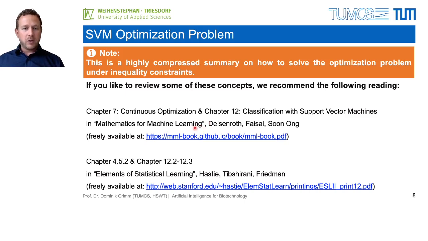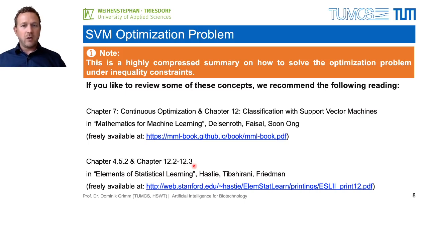There is a very great, very recent book called Mathematics for Machine Learning, which is freely available under this URL. There in chapter 7 and chapter 12, you can read about, first of all, continuous optimization and then how it is done for support vector machines. There is also a very important book called Elements of Statistical Learning, written by some of the best statisticians in the world, Hastie, Tibshirani and Friedman. There in chapter 4.5.2 and chapters 12.2 to 12.3, you can also find details about optimization problems and how to solve them for these SVMs.